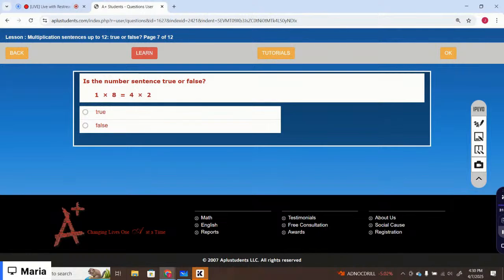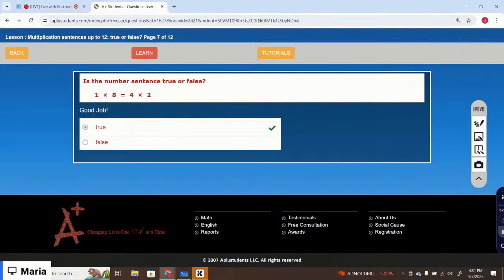Is the number sentence true or false? 1 times 8 equals 4 times 2. 1 times 8 is 8 and 4 times 2 is 8. So true it is. Option number 1 is the correct option.